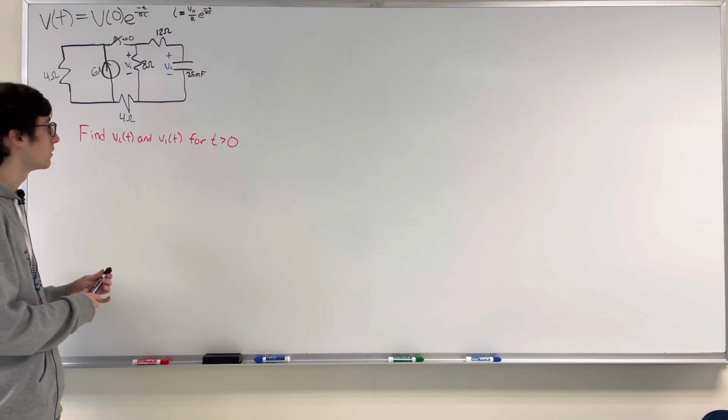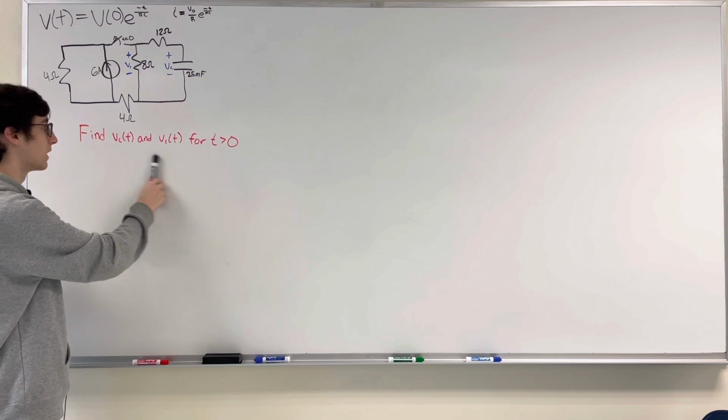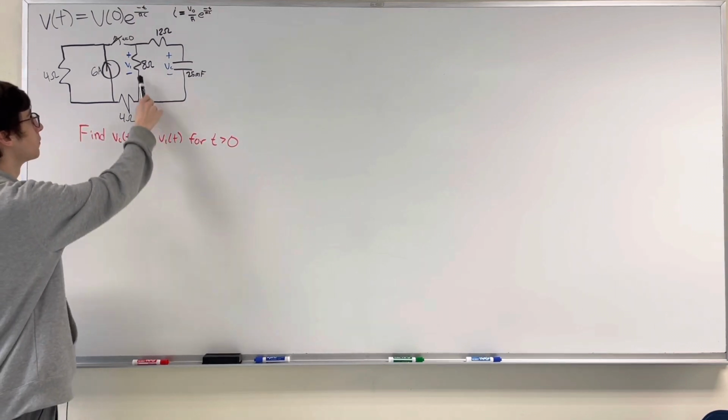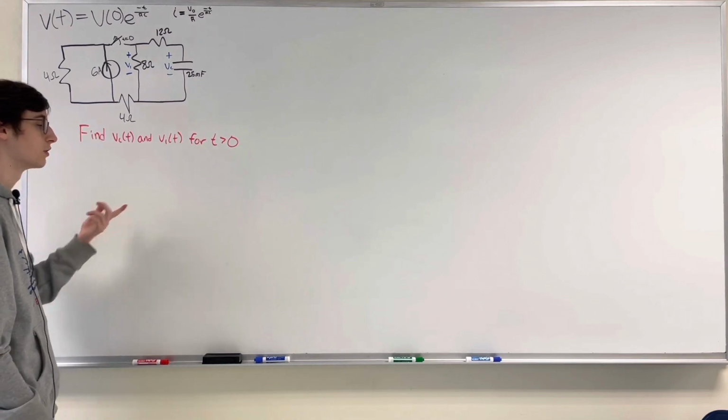But this problem is asking us to find the voltage across the capacitor for when time is greater than 0, and find the voltage across this resistor when time is greater than 0. So just like the last problem, but we're just solving for voltage instead of current.